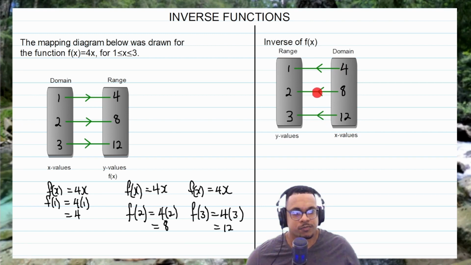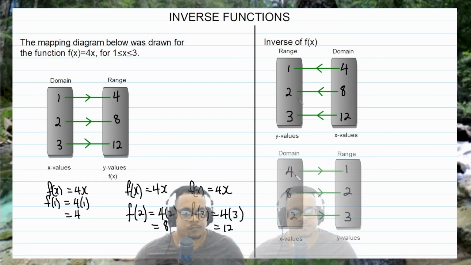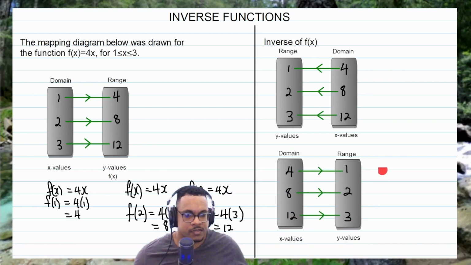And your arrows must always point from domain to range. So here would become your domain, which would be your x values. And here would become your range, which is your y values. So therefore, the inverse function is obtained by interchanging your domain and range. So I just drew over the mapping diagram by putting the domain first, and then the range, and the arrows going in this direction. So this would be the same as this here.